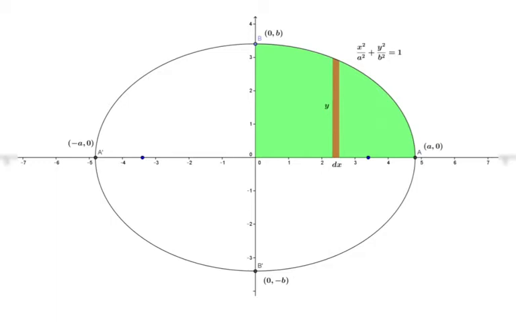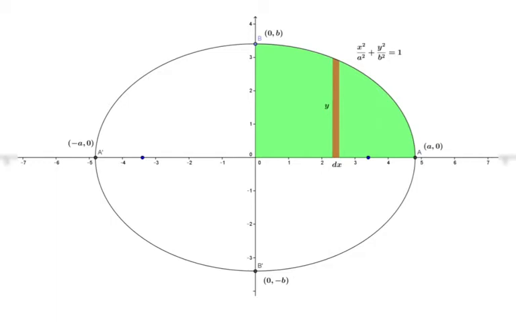So in lower classes you have learned how to find out the areas of triangles, rectangles, of circles, and so on. But now we are going one step further. We are finding out the areas under simple curves.